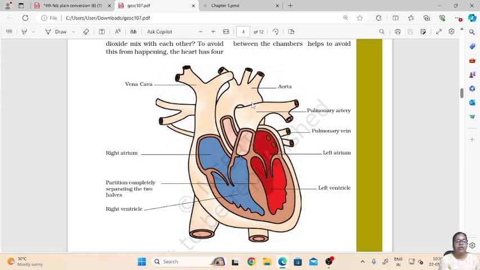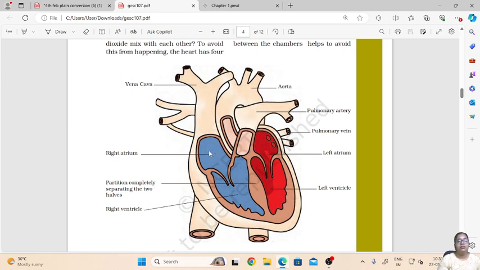Then it consists of a partition between the two chambers. There is a partition between the two chambers. Then it consists of valves. These are the valves. Then there is the vena cava, the aorta, the pulmonary artery and pulmonary veins. So these are the main parts of the heart.